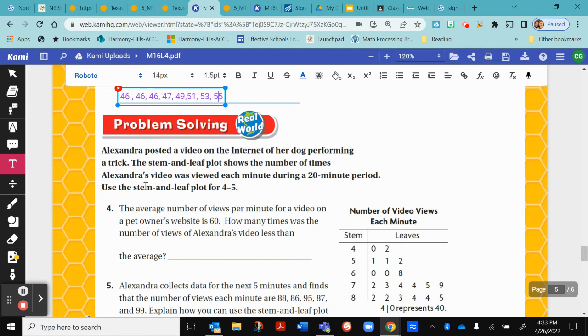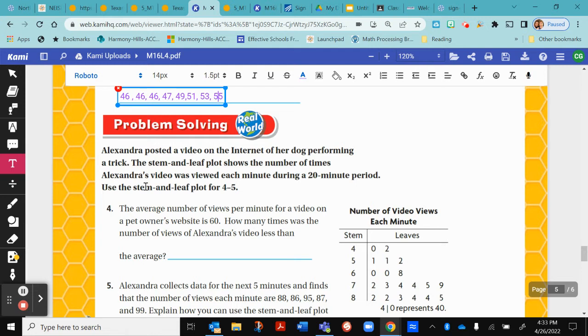Alexandra posted a video on the internet of her dog performing a trick. That's so sweet. How many of you have seen those videos with the doggies performing their little tricks? Yeah. Then the owner posted it, and you're like, oh, so sweet. All right, so let's take a look.